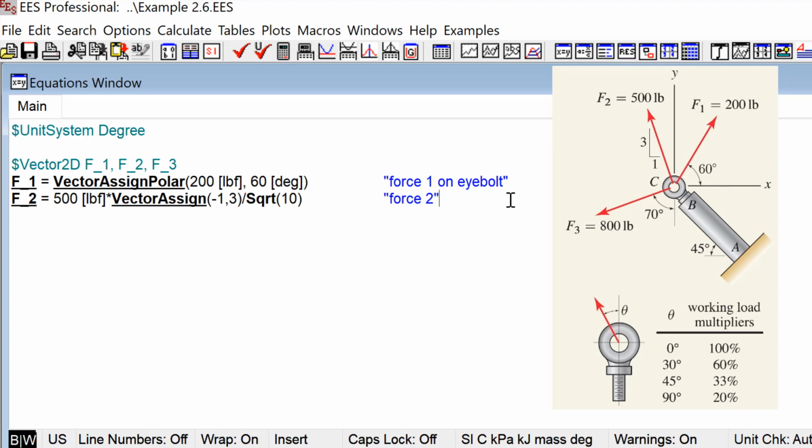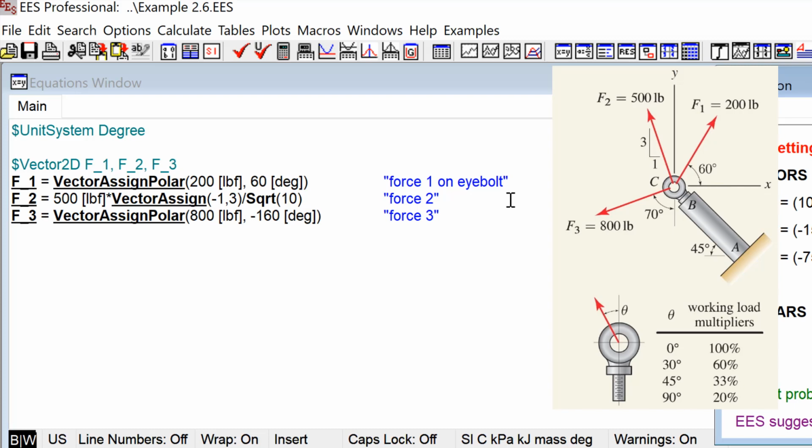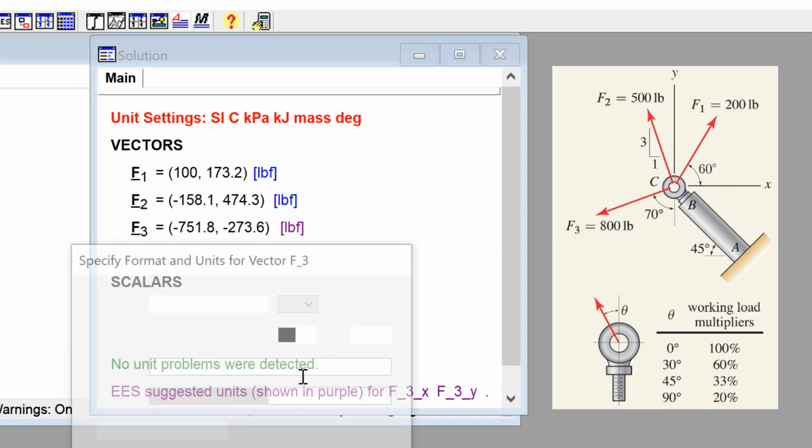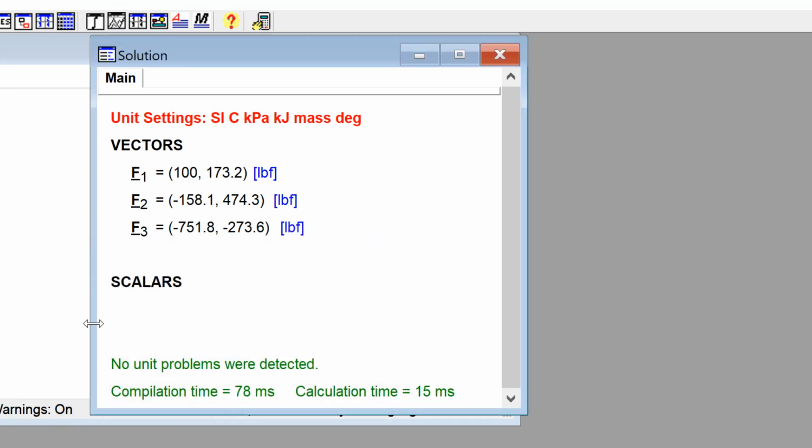Each would be fine. So I'm going to say F3 is equal to vector assign polar, and this has a magnitude of 800 pounds, and these will always use pounds force, and either minus 160, or I guess again plus 200, it doesn't matter. So let's do minus 160 degrees, and this is force 3. So yep, that looks right. The components are in negative x and negative y, and all my units look okay.